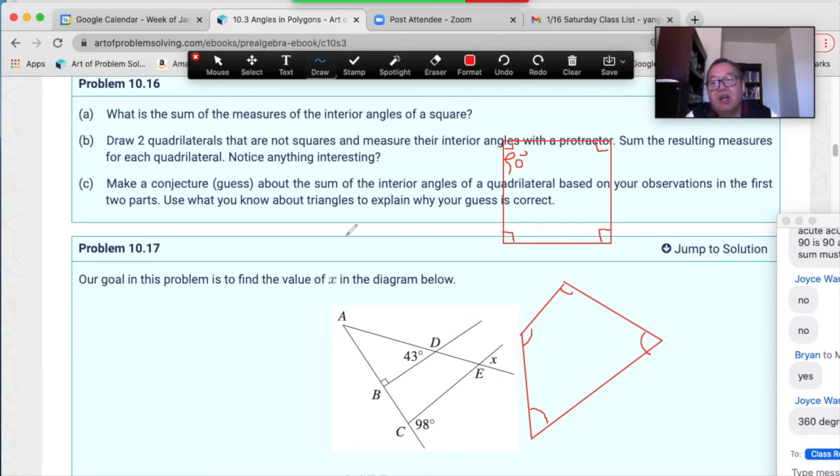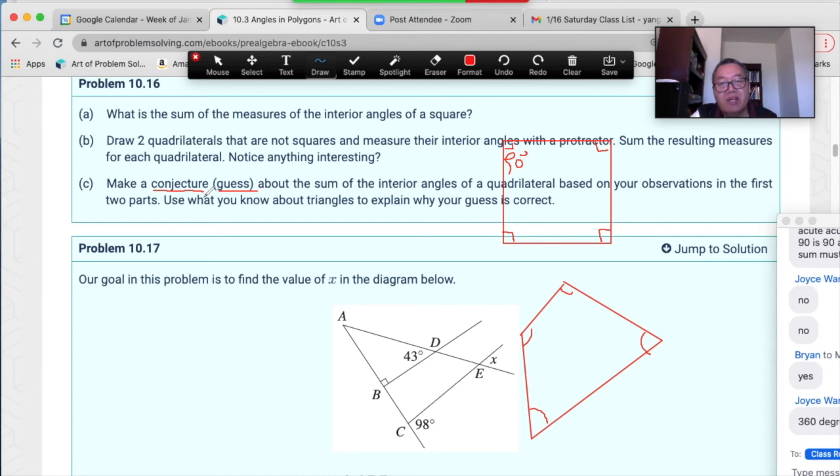Then they ask you to make a guess. In mathematics, we call that a conjecture. Conjecture means it's a guess. We don't know if that's correct. We have not proved that. Even if it's correct, we have not proved that yet. Before we prove it, we call that a conjecture: the sum of interior angles of a quadrilateral equals 360 degrees.